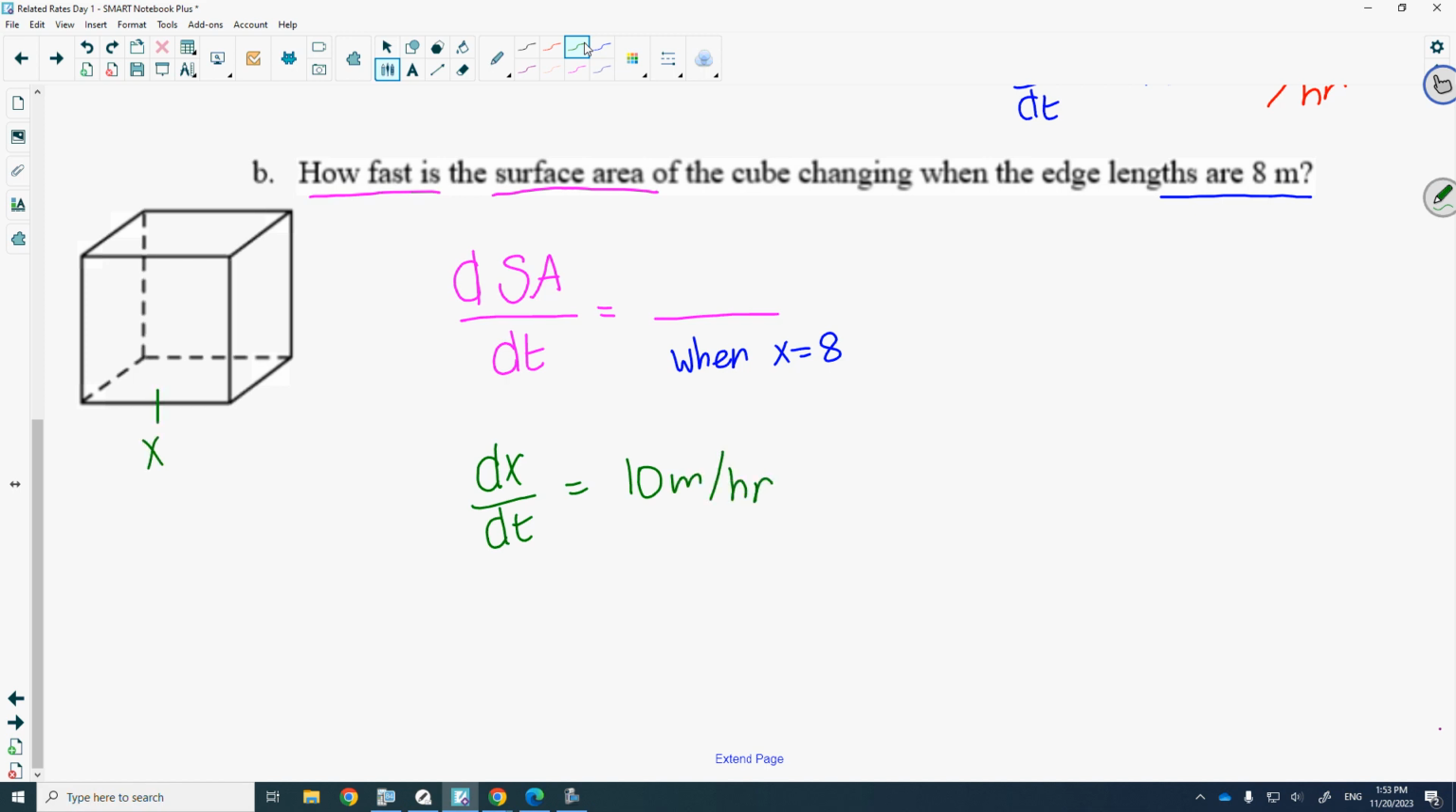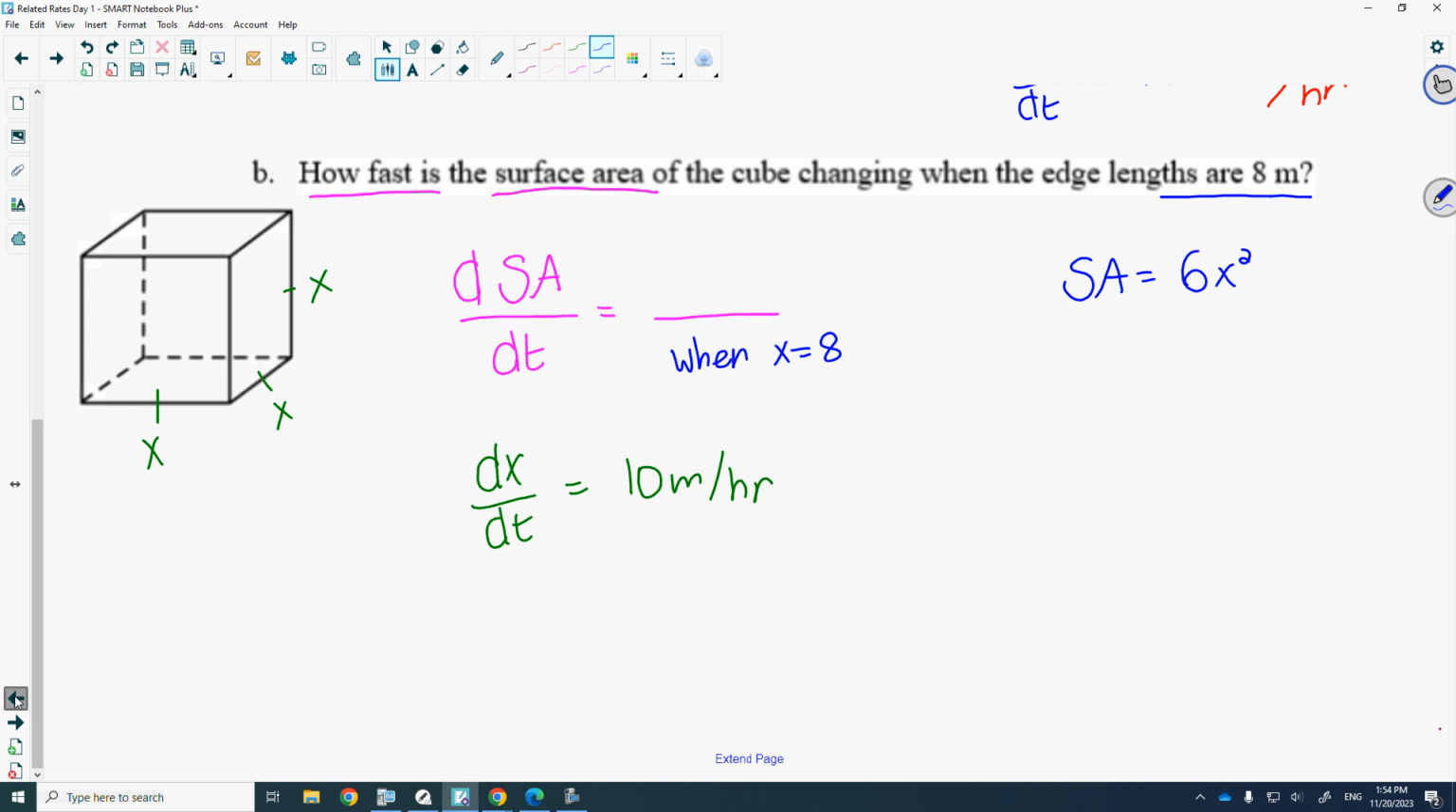Okay, so this is x, x, x. We need a formula for surface area, and that formula somehow needs to have x's in it. Does anybody know what the formula for this cube would be? Yes. Carly said the surface area of this cube is 6x squared. Here's how she got that. The surface area of one of the faces would be x times x, so x squared, and there's 6 faces of a cube, so 6x squared. I just have to make sure that my formula relates these two variables, which it does.